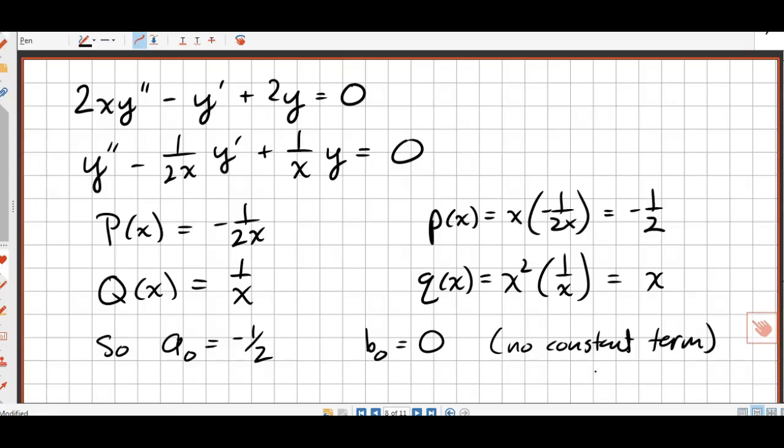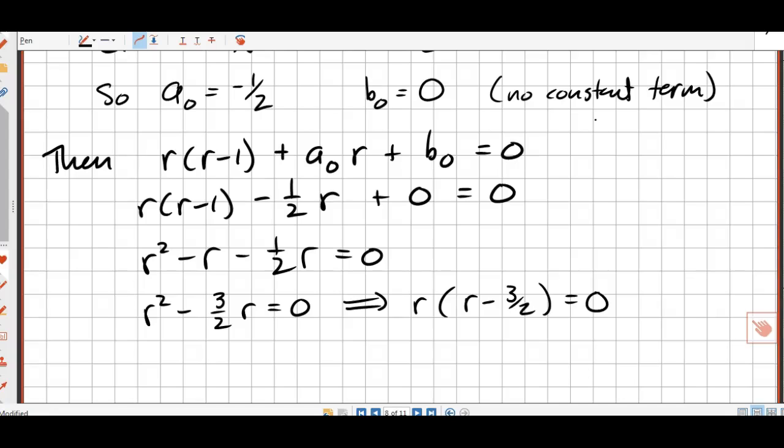Big Q is the coefficient function of y, and that's 1 over x. And for little q of x, we're multiplying by x squared, so we just get the function x. So that means that a sub 0 is negative 1/2, and b sub 0 is 0. Now remember, b sub 0 comes from the polynomial expansion of whatever little q of x is. So there's no constant term, and that's why we're getting 0 there. It's like 0 plus 1x plus 0x squared, on and on. So b sub 0 is 0.